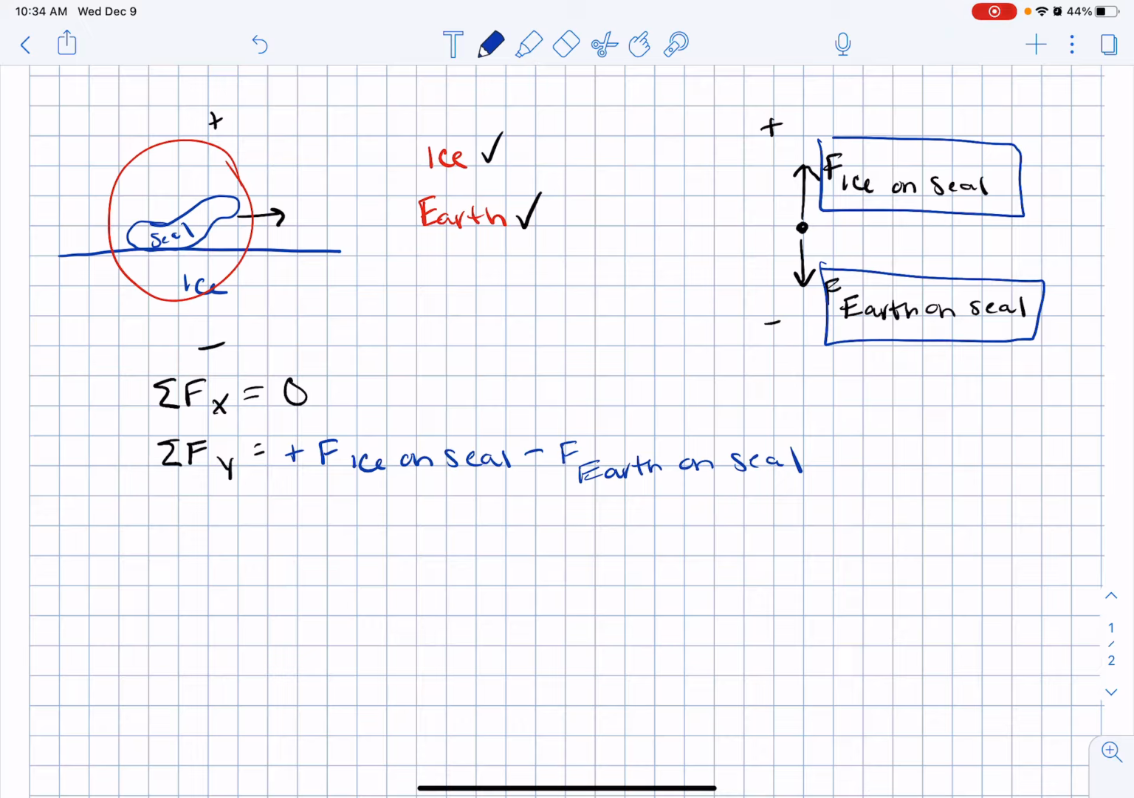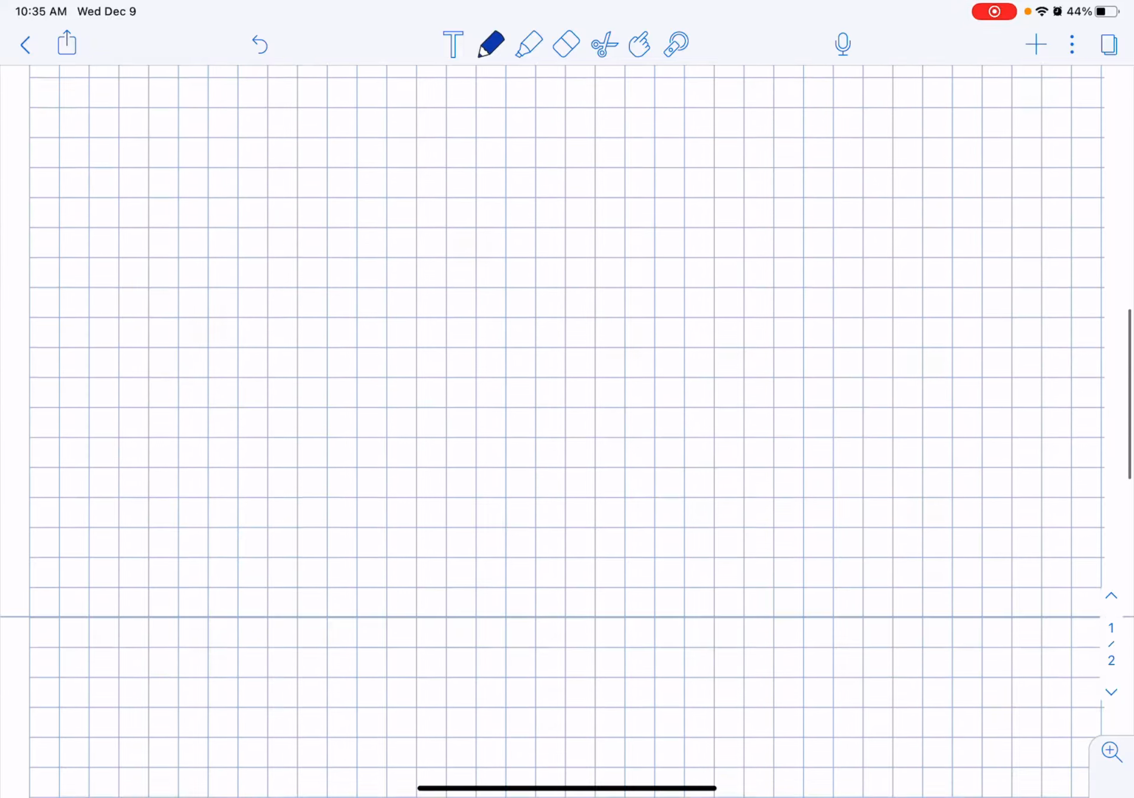So I sketched my situation, I wrote my variables, I drew an arrow for each of these, paying attention to what direction it should be in. Then I realized there are no forces in the horizontal direction, so I don't need a sum of the forces in the x direction. You can put it equal to 0. And then I did a sum of the forces in the y direction, checking that I have my positives and my negatives correct. Let's do one last example together.